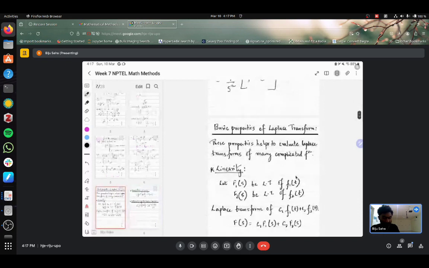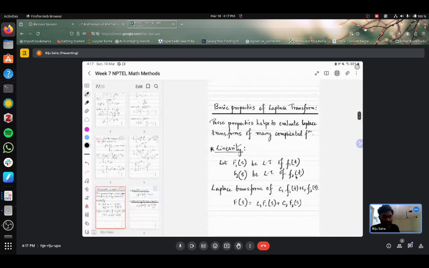All that was pretty straightforward because all we need to do is just calculate the integral. But there are various properties of the Laplace transform that will help you perform the Laplace transform of various complicated functions without having to do the integration all the time. You can use these properties and break down your problem into simpler parts. So let's look into the properties.